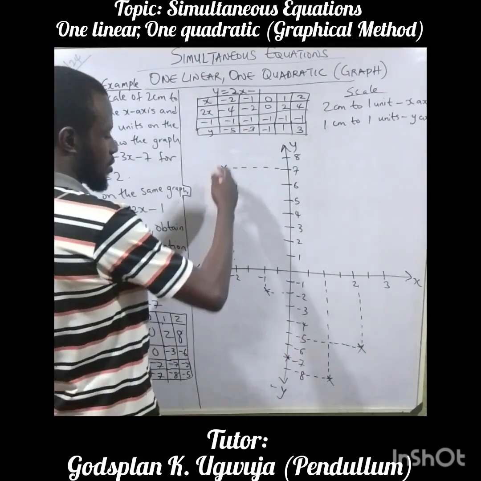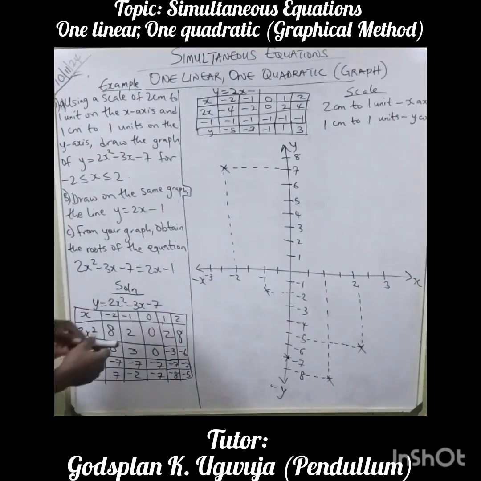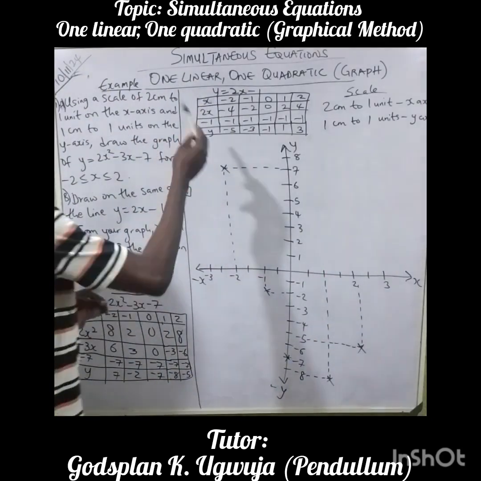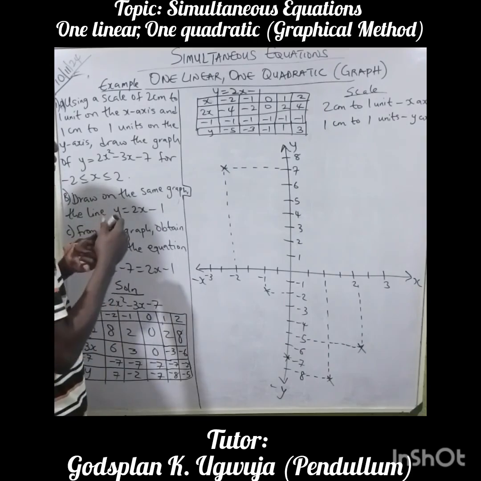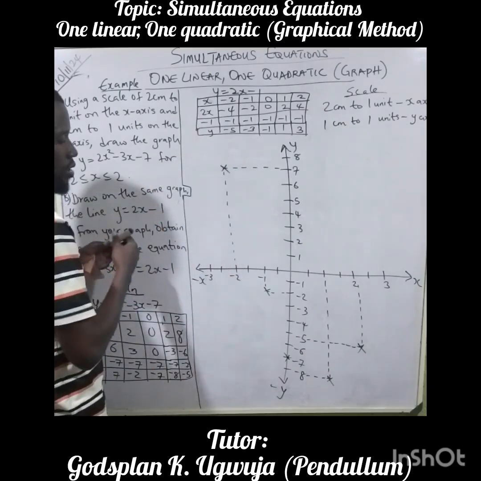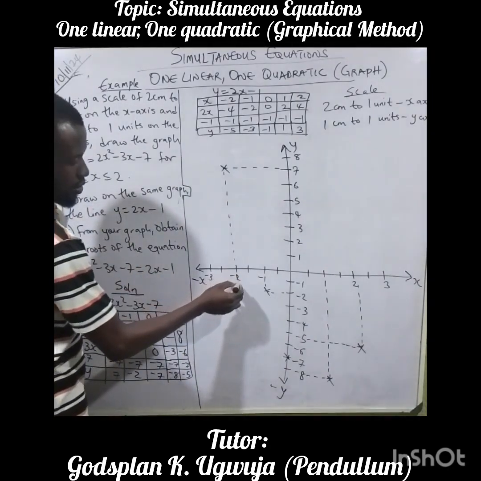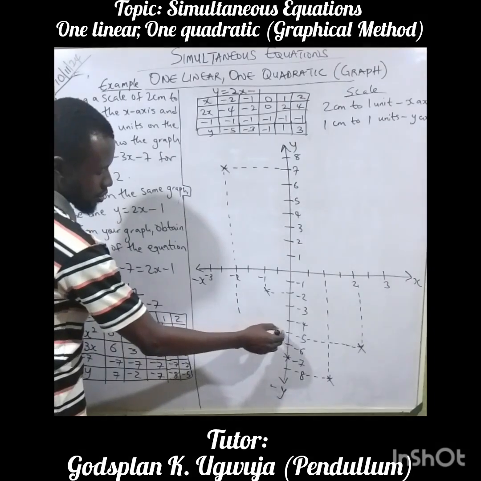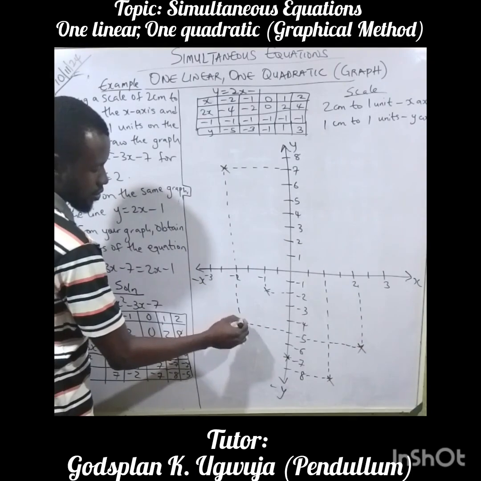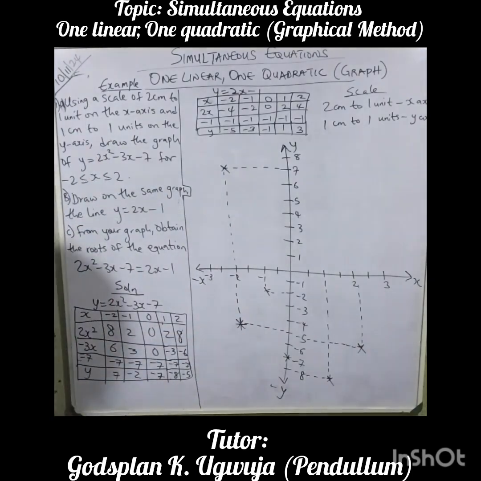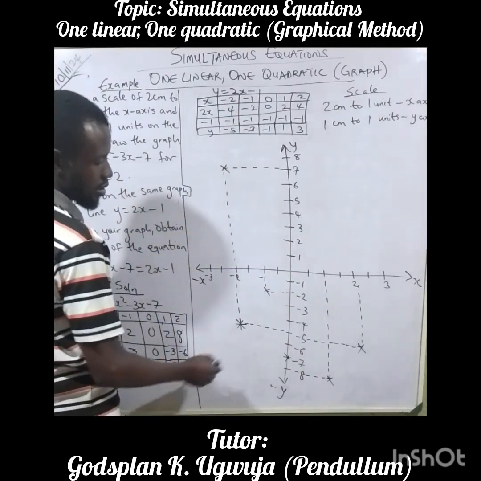Alright, so if I draw my curve, it will come somewhere like this. Before I join it, let me plot this. When x is minus 2, y is minus 5 for this one. So minus 2, minus 5. That's this. Then when x is minus 1, y is minus 3.